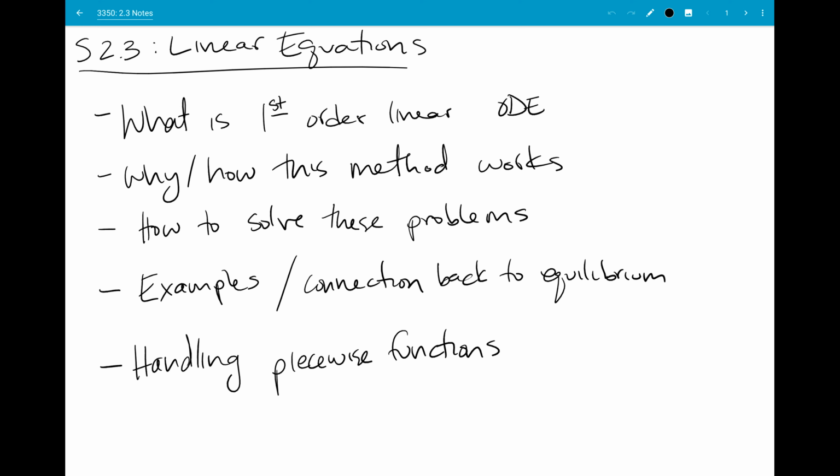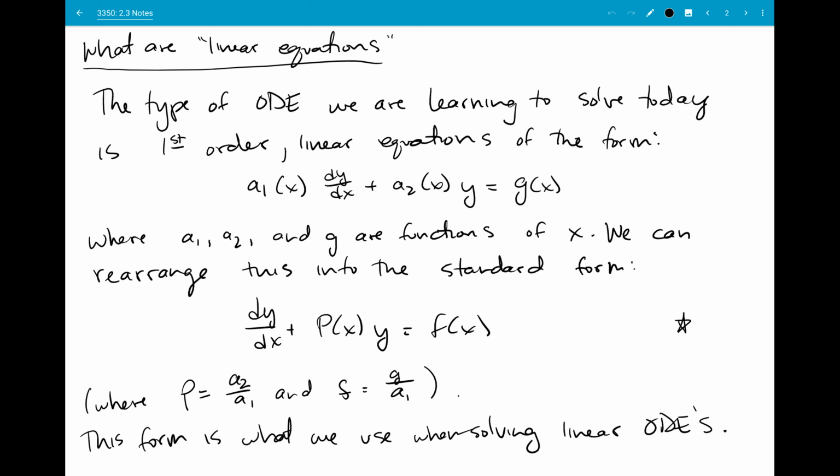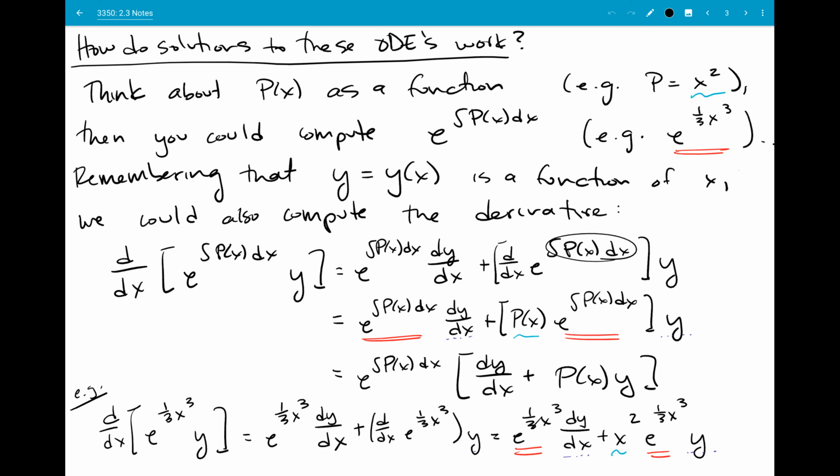This last video is our wrap-up video. So we were learning about linear equations, section 2.3. This is everything that I said we would cover. So we started off with just talking about what we mean by linear equations when we refer to this section. First order linear equations can be represented in a general form, and we talked about the form that you need to rearrange every problem of this type into in order for it to work.